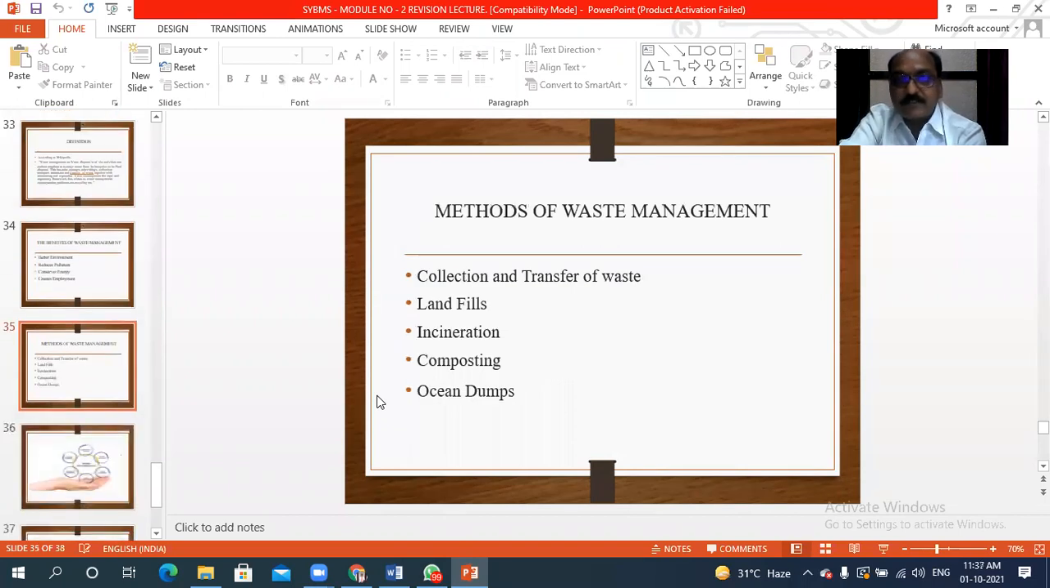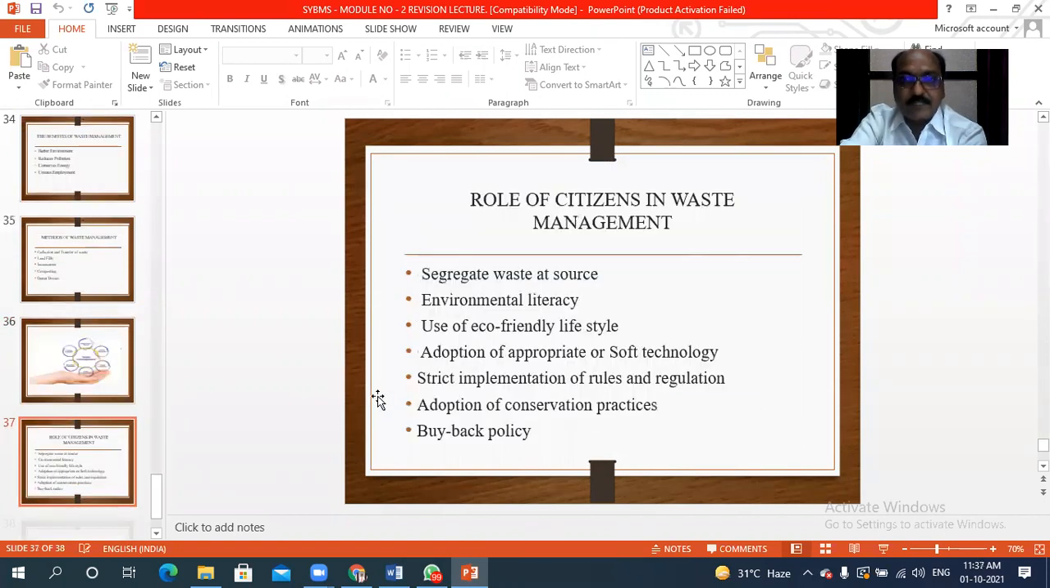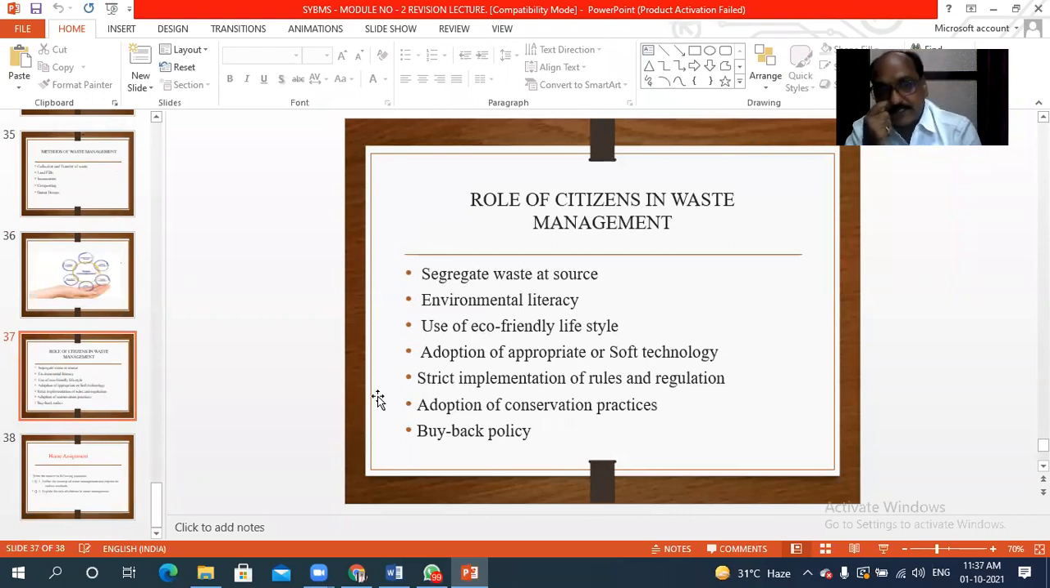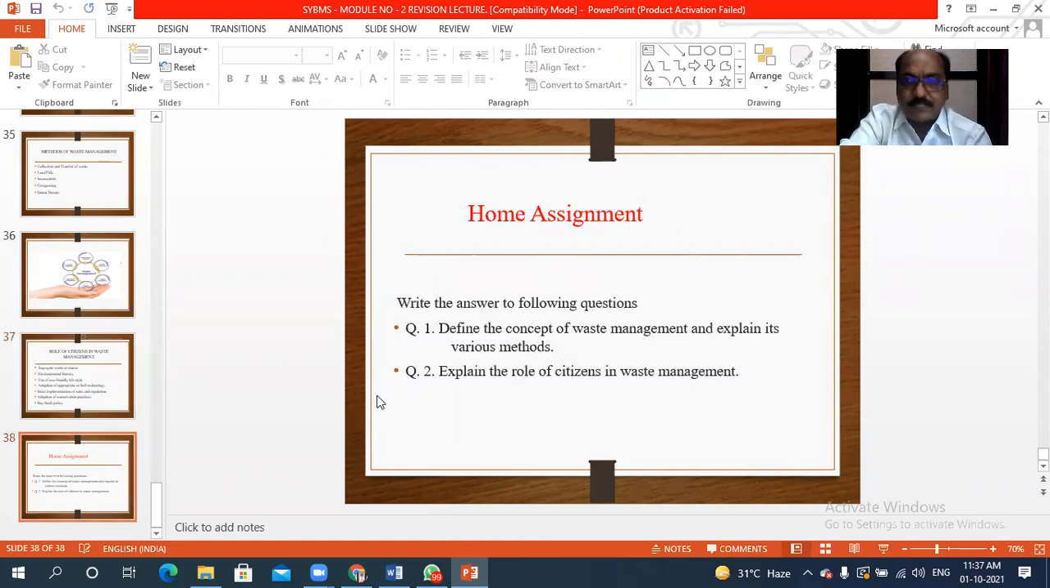Then methods. You see, dear students, these are the methods which we can use: collection and transfer of waste, landfills, incineration, composting, and ocean dumps. Then the role of citizens in waste management: segregation of waste at source level, environmental literacy, use of eco-friendly lifestyle, adoption of appropriate or soft technology, strict implementation of rules and regulations, adoption of conservation practices and buyback policies. These are the roles the citizens have to play very strictly for waste management. And that was the question: define the concept of waste management, explain its various methods, and explain the role of citizens in waste management.